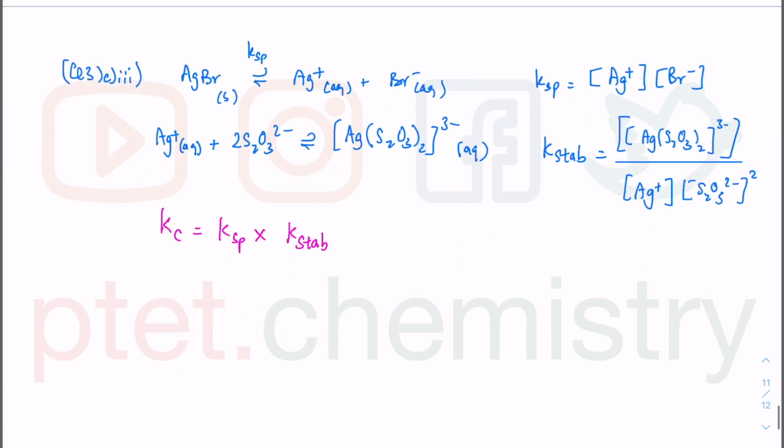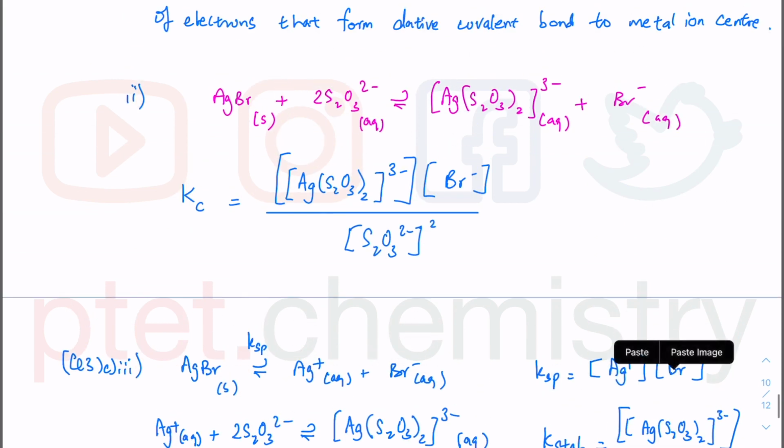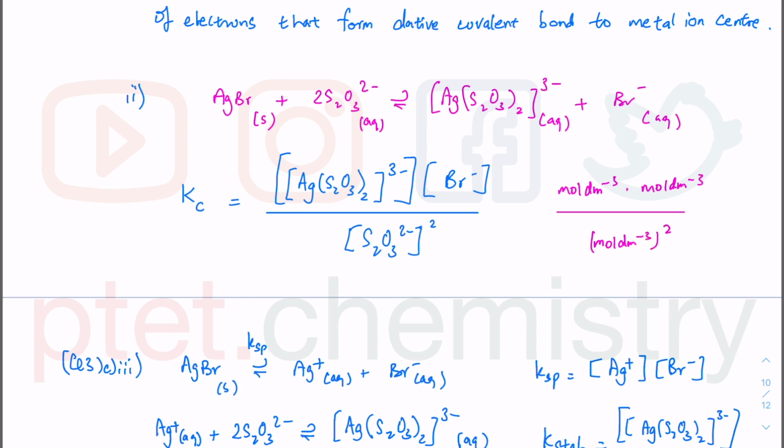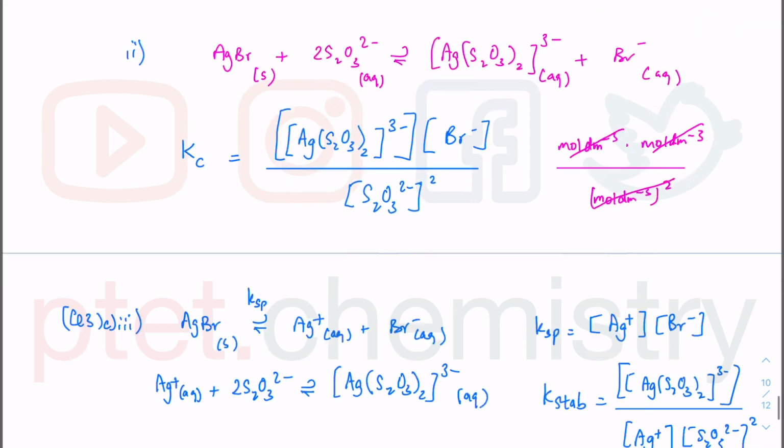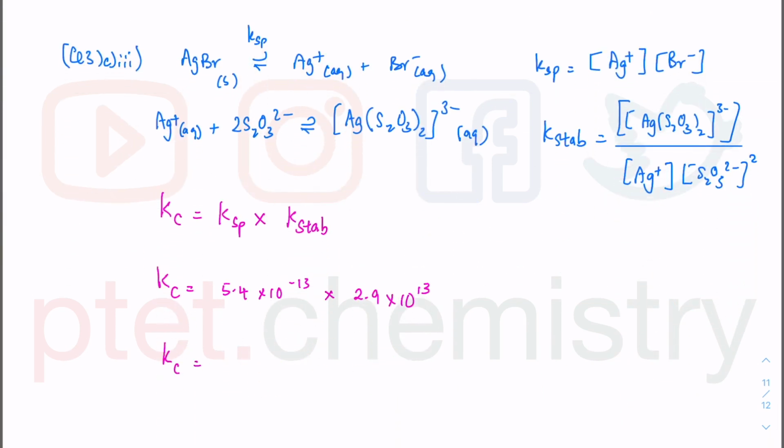Based on this value, therefore, my Kc is equal to 5.4 times 10 to the power minus 13 times Kstab, which is 2.9 times 10 to the power 13. Include the units for Kc. Previously, I already told you about the units there. It was mole per dm cubed times mole per dm cubed divided by mole per dm cubed, the whole thing squared. You can see here that there are 2 lots of mole per dm cubed that cancel out the whole thing, and that's why you will not get any unit, and in your final answer you will just say no units.